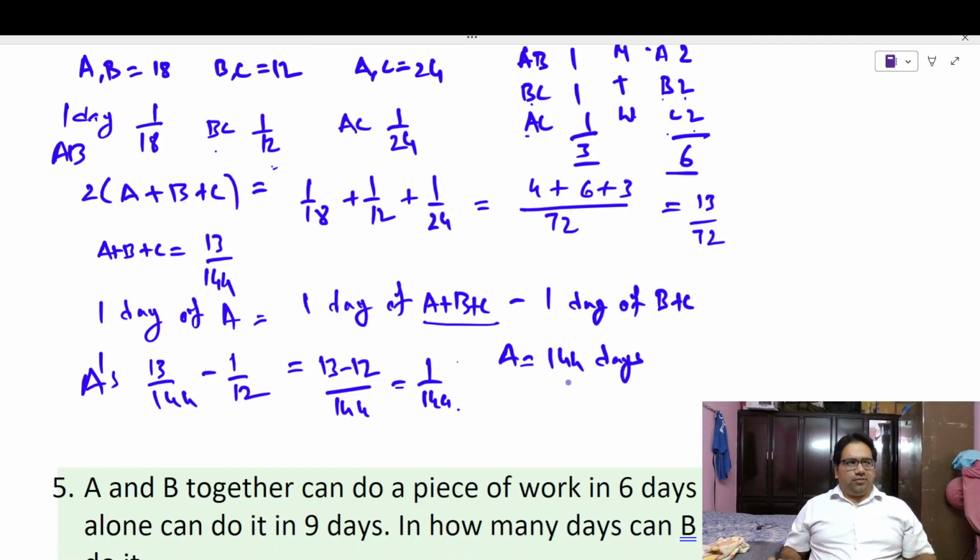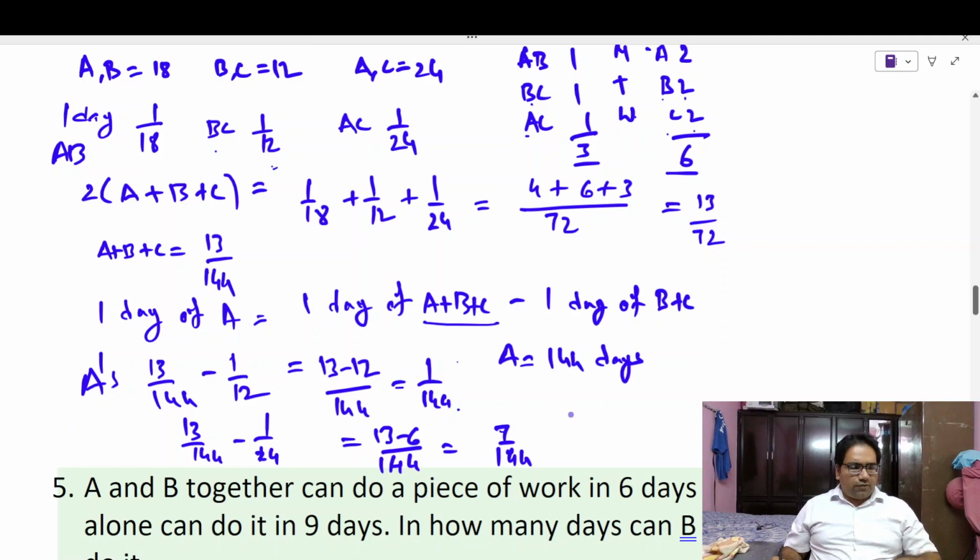Similarly, you can do the other thing also. For example, if you have to find out what the productivity of B is, then 13 by 144 minus A and C together. This is 1 by 24. That equals 13 minus 6 by 144. Right? 7 by 144. Right? So B will do it in 144 by 7 days.